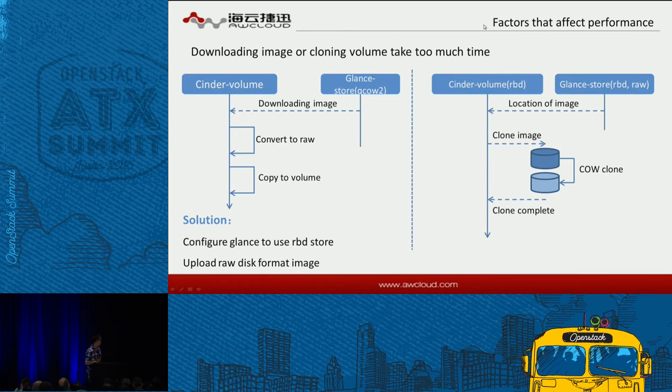Okay, next we will talk about something related to Glance. Because we create a volume and boot an instance from the volume, Cinder volume needs to create a bootable volume. In a normal process, Cinder volume needs to download the image from Glance, convert it to raw if necessary, and copy the image to the volume. However, all these processes are time consuming.